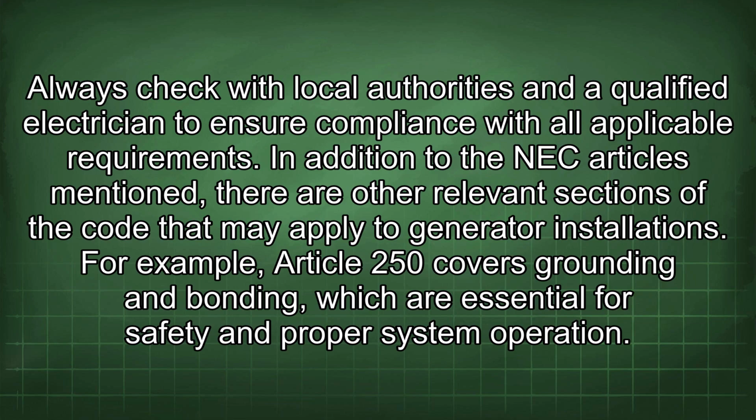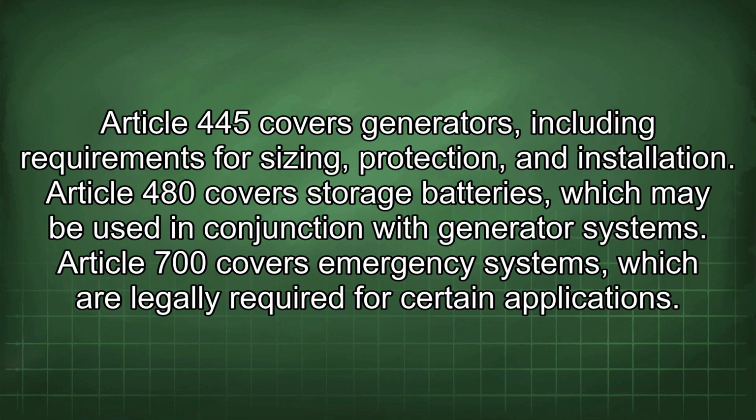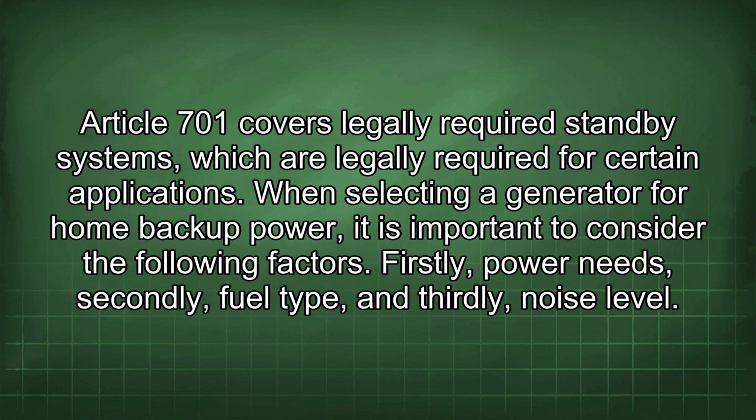In addition to the NEC articles mentioned, there are other relevant sections of the code that may apply to generator installations. For example, Article 250 covers grounding and bonding, which are essential for safety and proper system operation. Article 445 covers generators, including requirements for sizing, protection, and installation. Article 480 covers storage batteries, which may be used in conjunction with generator systems. Article 700 covers emergency systems, which are legally required for certain applications. Article 701 covers legally required standby systems, which are legally required for certain applications.